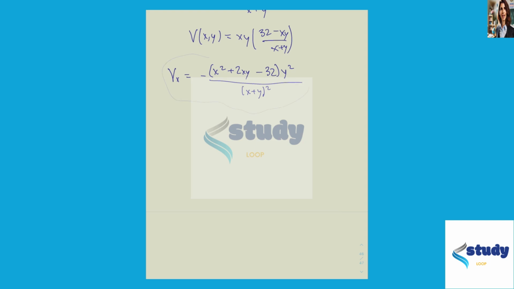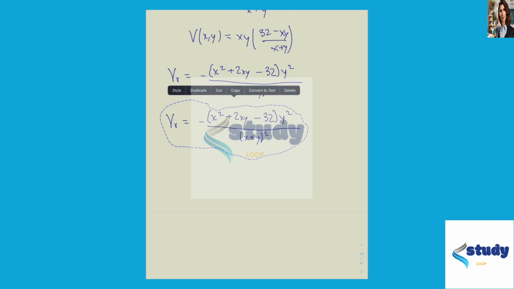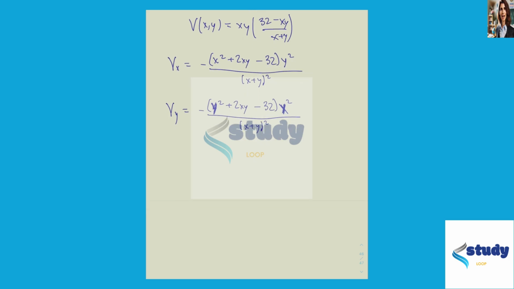And the partial derivative with respect to y is actually going to be very similar, so we can just copy it and paste it right here. The only difference is that this is going to be the partial derivative with respect to y, and these values are going to change. So we'll have y squared plus 2xy minus 32, and this will become an x squared. Everything else is going to stay the same though. We know that x and y must not be 0 because the volume would be 0 in that case. So we want to find a critical point from the system.